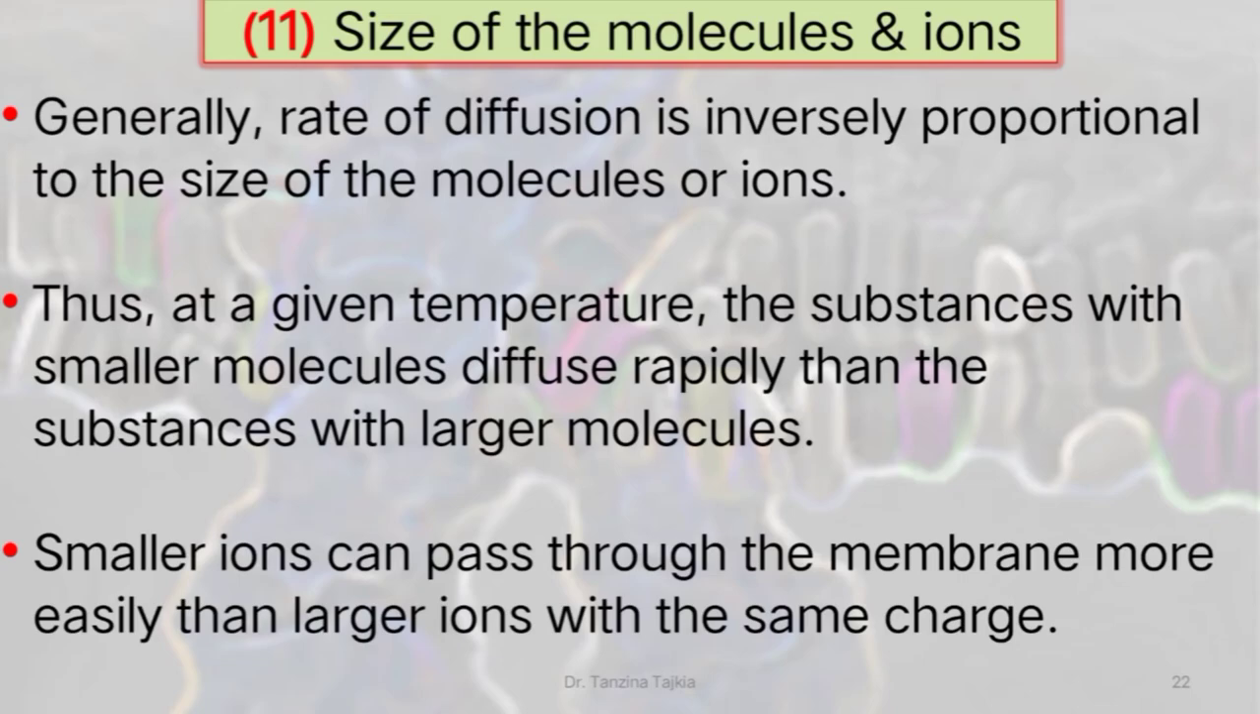Then size of the molecules and ion. Generally, the rate of diffusion is inversely proportional to the size of the molecules and ion. Thus, at a given temperature, the substance with smaller molecules diffuses more rapidly than the substance with larger molecules. Smaller ion can pass through the membrane more easily than larger ion with the same charge.